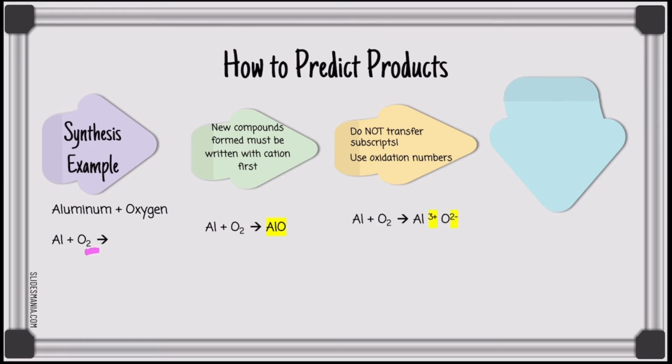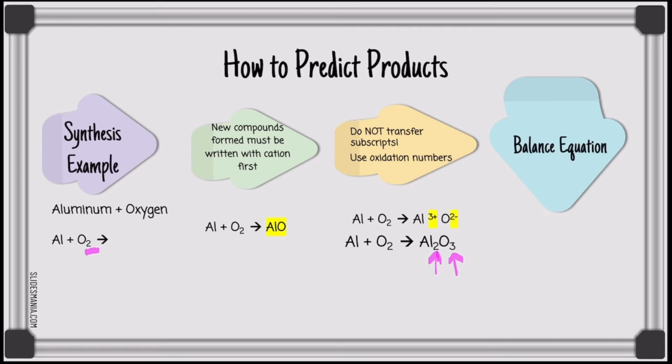So aluminum's oxidation number is +3. Remember, it's a group 13 or a group 3A metal. And oxygen has an oxidation state of -2. When you write the formula for aluminum oxide, the product of the aluminum and oxygen synthesis reaction, you will need 2 aluminum ions and 3 oxide ions to make a neutral compound of aluminum oxide.